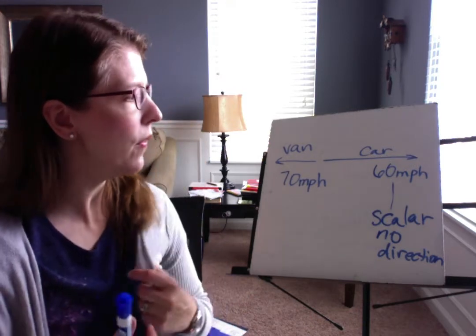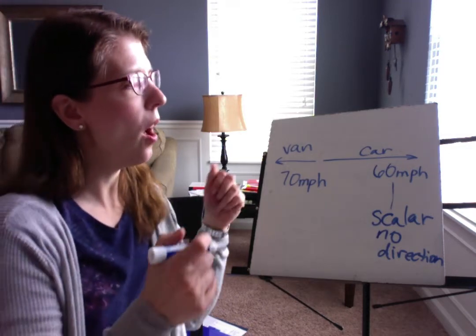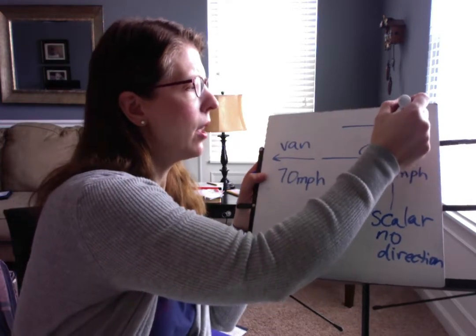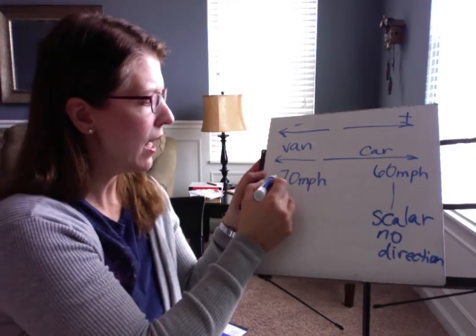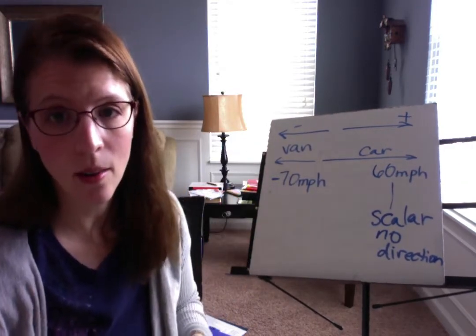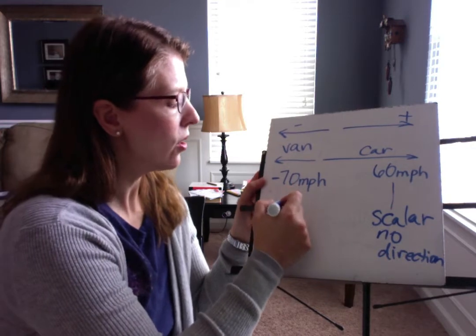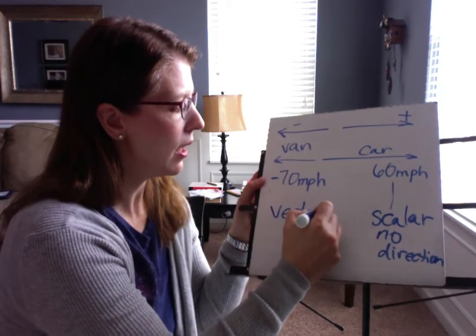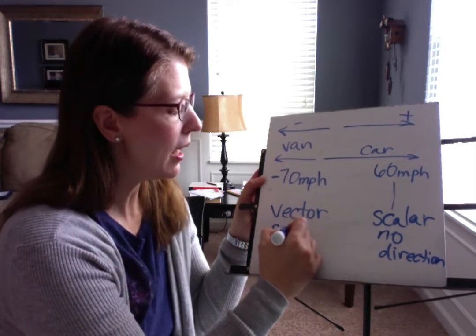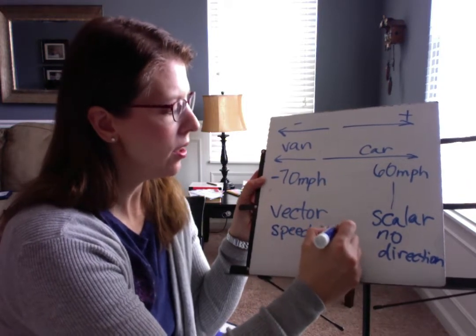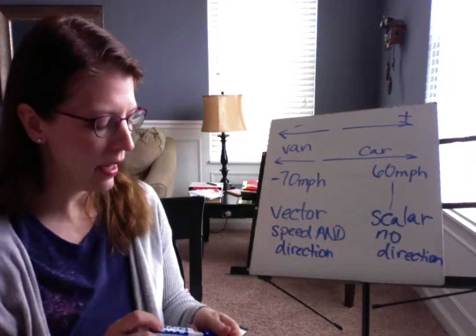So what we do in physics is we turn it into a directional thing. And so often we might say, this way I'm going to call positive and this way I'm going to call negative. So I might say that the van is going negative 70 miles an hour and that the car is going positive 60 miles an hour. And then it is called a vector quantity, because vector means there is a speed given and a direction given, okay? Or a quantity and a direction.